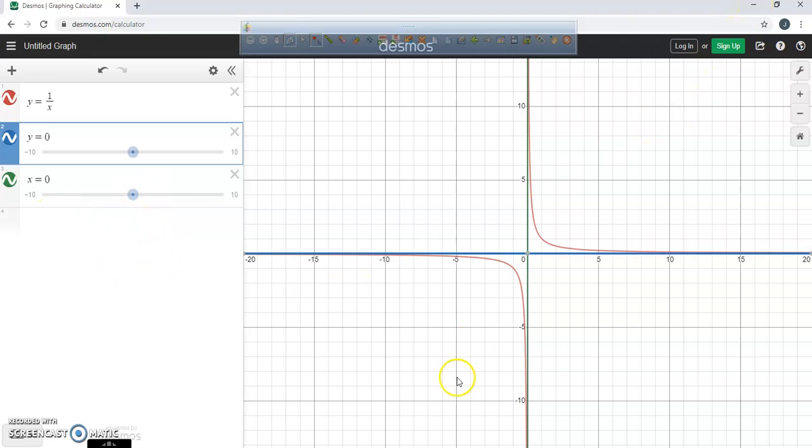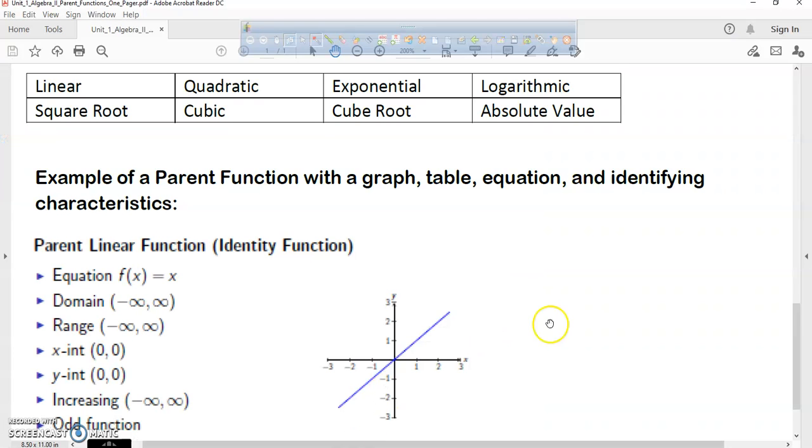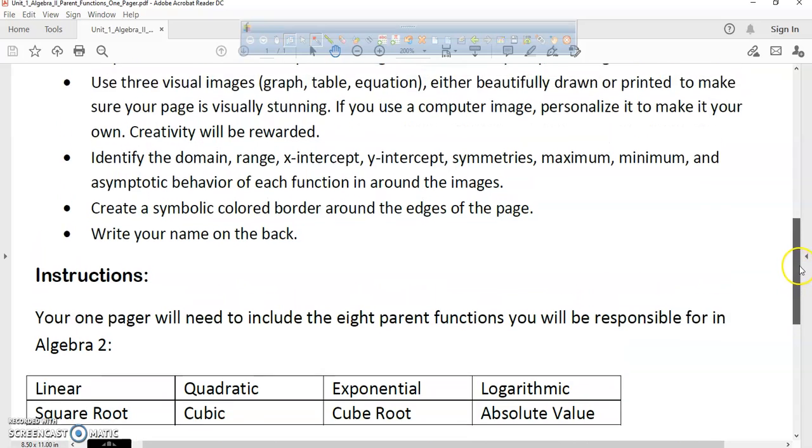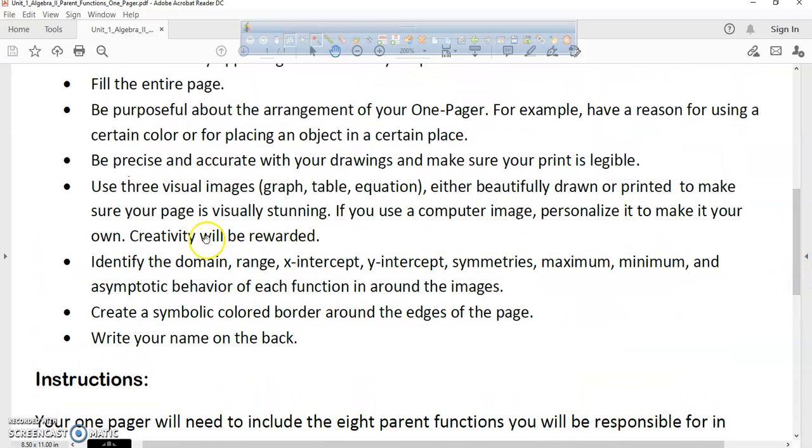So, in summation, I want to see all of these different types of functions. You Google them, you find the parent functions, and you draw a graph, a table, an equation, and you identify different characteristics on the graph, and you make it awesome. And just so you know, creativity will be rewarded.